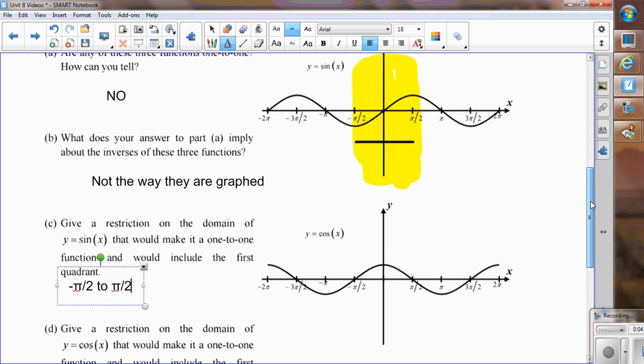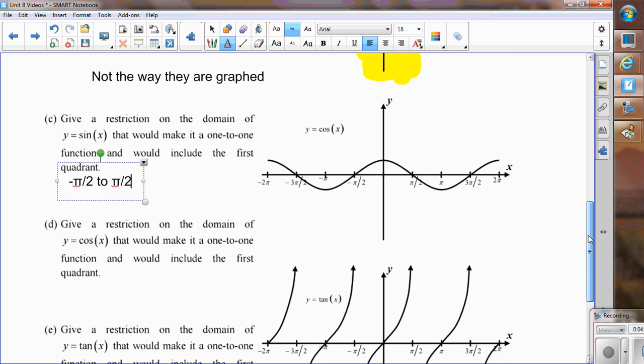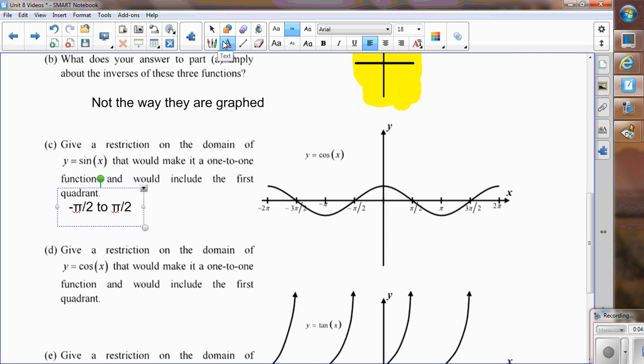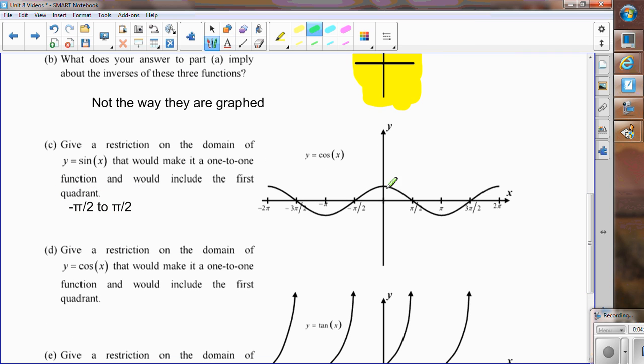And that would include the first quadrant. Now what about cosine? Well, where could I take my highlighter and highlight that? Well, I have to include the first quadrant. That's according to the rules. So here's the first quadrant.